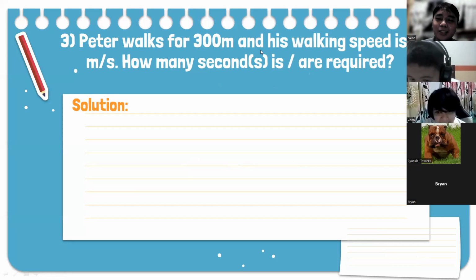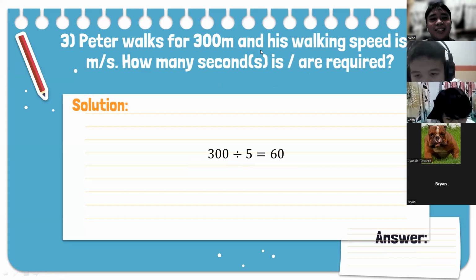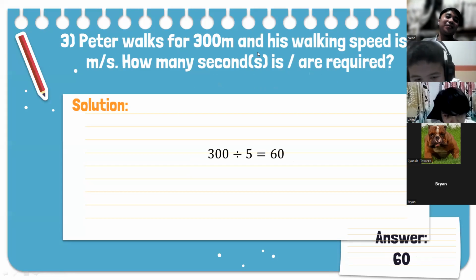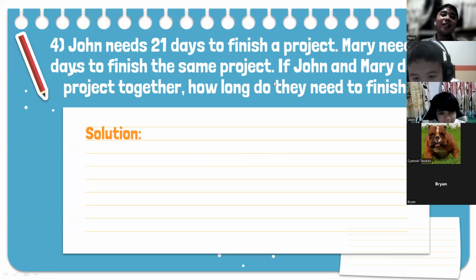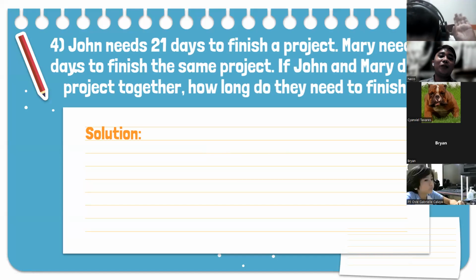60, right? You just need to divide. So that's it, 60. Very easy. Okay, next. No questions here. Proceeding to number 4. This one's the inverses, right? Fractions. So 1 over 24 plus 1 over 42 equals 1 over n.